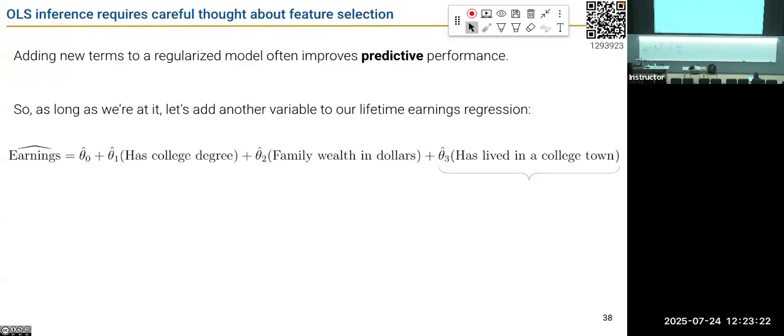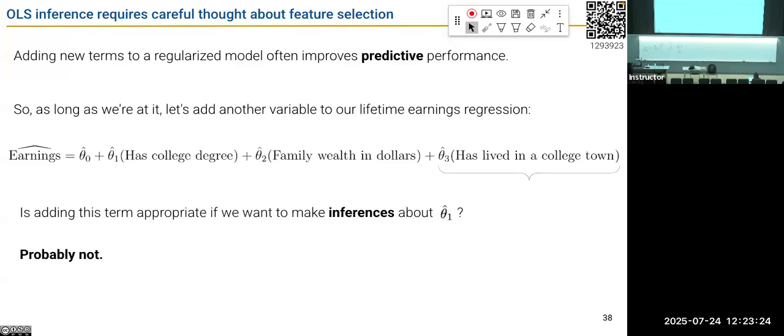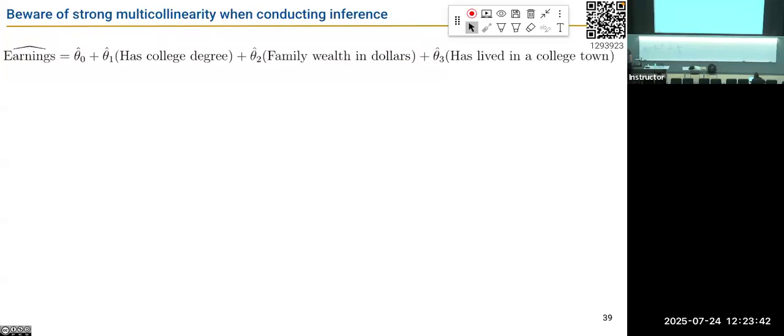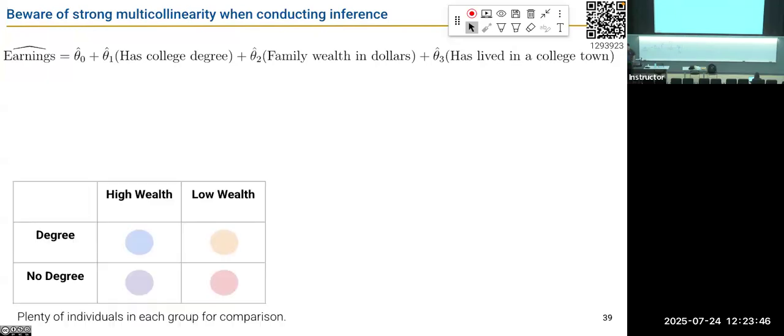There's a problem with this. Adding this new feature is going to hinder our inference about theta 1 hat, this effect of college degree on lifetime earnings. How is it going to hinder it? Let's think about it. This is called multi-collinearity. I'll explain what it means in a second.